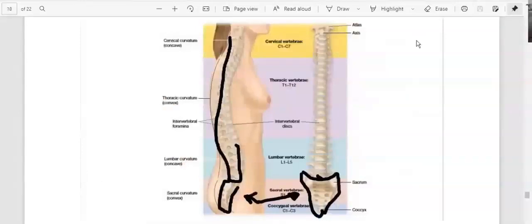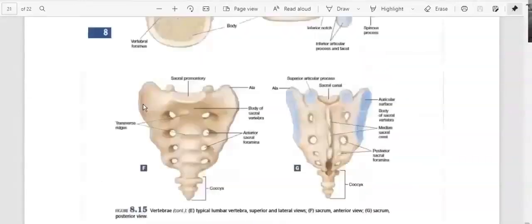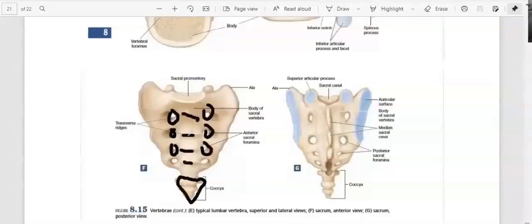If we look at the sacrum, it has holes in it. These ones are going to be the sacral foramina. Connecting the foramina, we're going to have some lines in here that are going to be called the transverse ridges. Below the sacrum, you're going to have another bone right here, which is going to be called the coccyx. At the very top, you're going to have the sacral promontory.